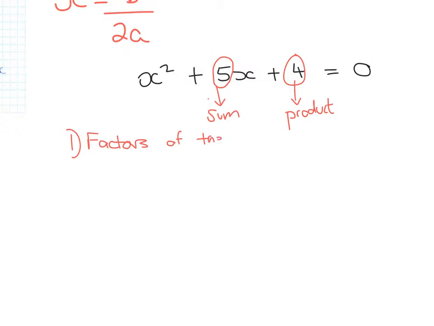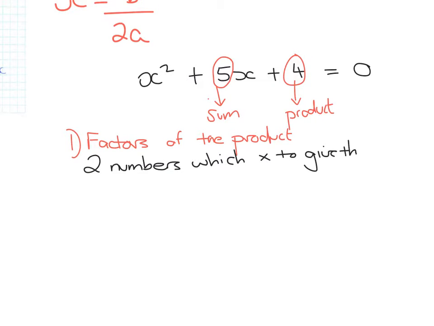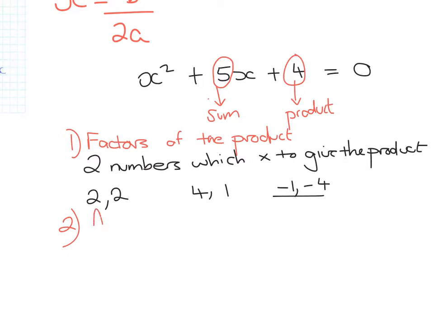Now the factors of the product are simply two numbers that multiply together to give the product. So you think about 4. Two numbers that multiply to give 4 are 2 and 2. Another two numbers are 4 and 1. Another two numbers are negative 1 and negative 4, etc. You then add those factors together. We get 2 plus 2 equals 4. We get 4 plus 1 equals 5. We get negative 1 take 4 equals negative 5.